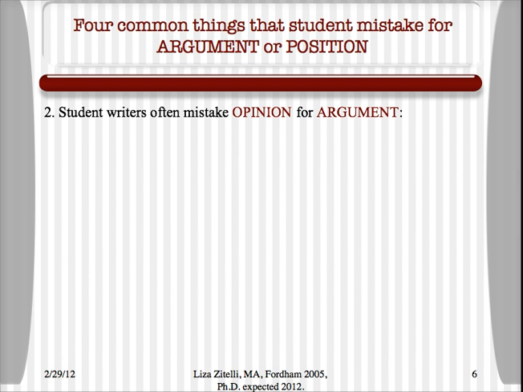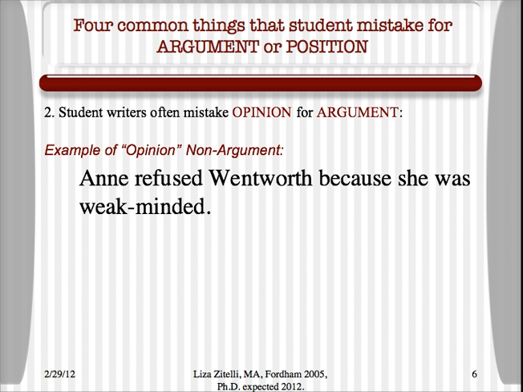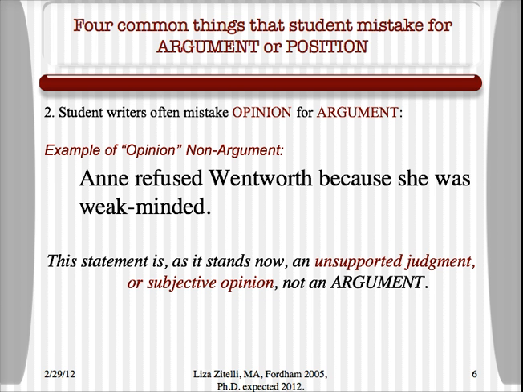2. Student writers often mistake opinion for argument. Anne refused Wentworth because she was weak-minded. This statement, as it now stands, is an unsupported judgment or subjective opinion and not an argument.